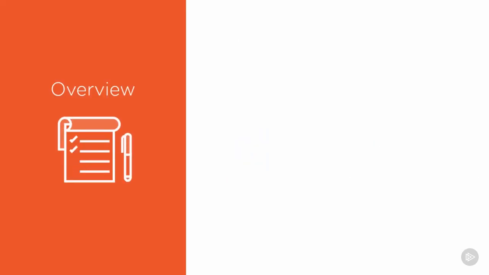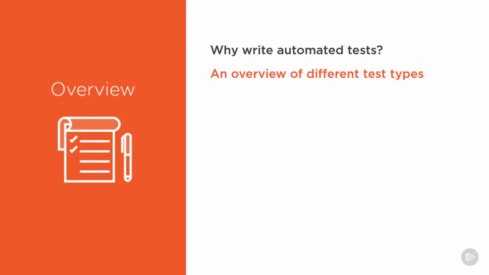So let's take a look at what we'll be covering in this first module. We're going to start off with a brief overview of why we might want to write automated tests in the first place. We'll then get an overview of the different test types, and we'll have a brief discussion about testing behavior versus testing private methods.